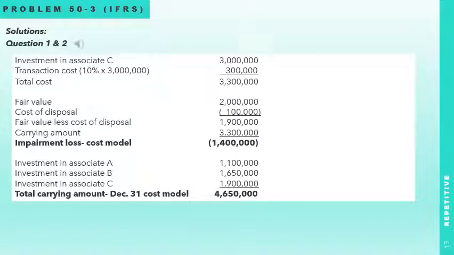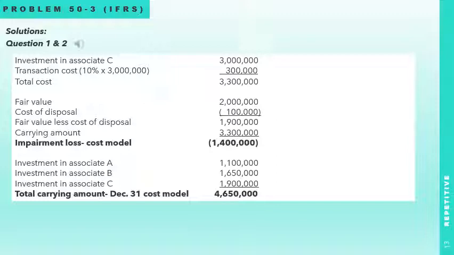So, lastly, yung investment in associate C, ang purchase price is 3 million na may transaction cost na 300,000. So, ang carrying amount ng investment in associate C is 3,300,000. Then, i-compute naman natin ang recoverable amount niya. Same format, fair value less cost of disposal. So, ang fair value ng investment in associate C based sa given ay 2 million.